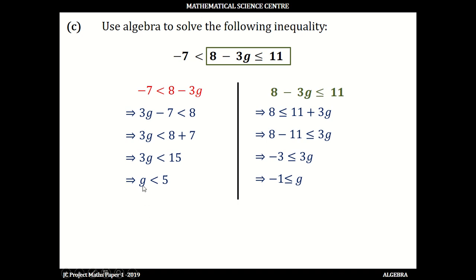So this inequality states that g has to be less than 5, and this inequality states that g has to be greater than or equal to -1. So we can bring these together and we can write it like this: -1 is less than or equal to g is less than 5.